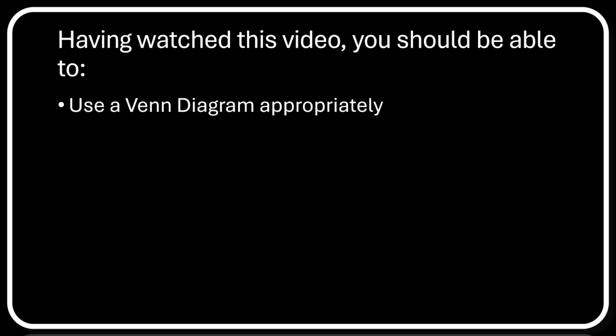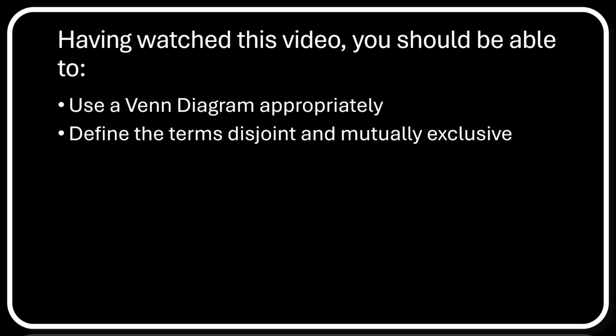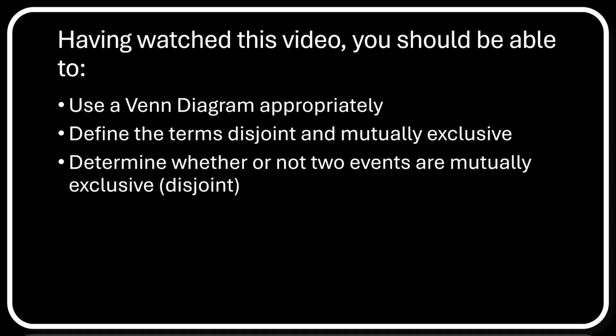Having watched this video, you should now be able to use a Venn diagram appropriately, define the terms disjoint and mutually exclusive, and determine whether or not two events are mutually exclusive or disjoint.